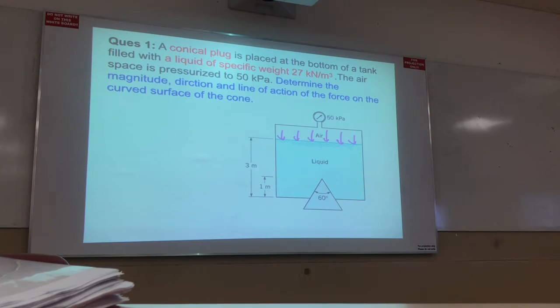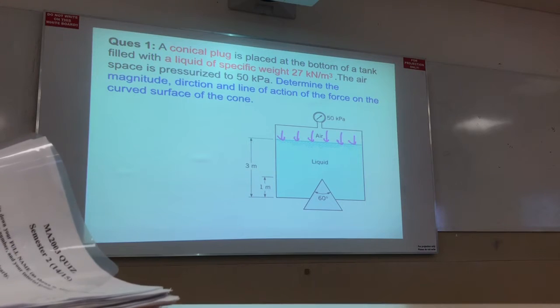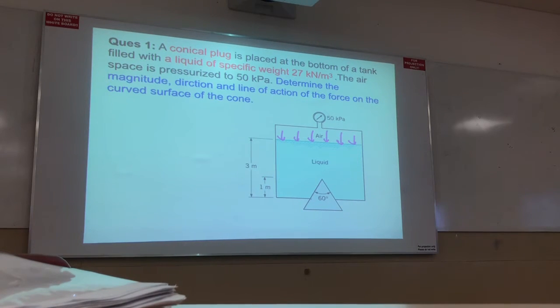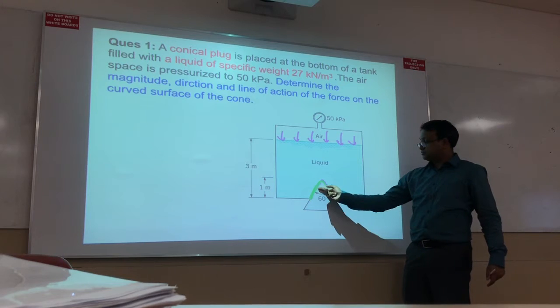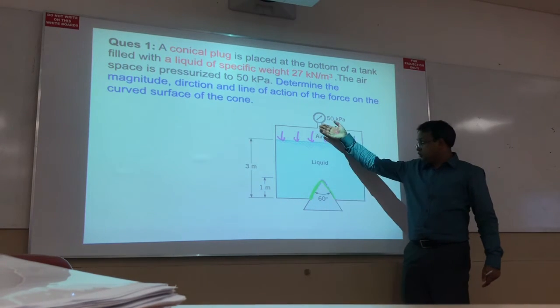Because this is not a straight line, right? This is a curve, something like this, a curved surface. You have to find the force on the curved surface of the cone. This is the curved surface of the cone. At that point, what is the force? Tell me. What is the force on the curved surface at that point? This one plus this one, right?